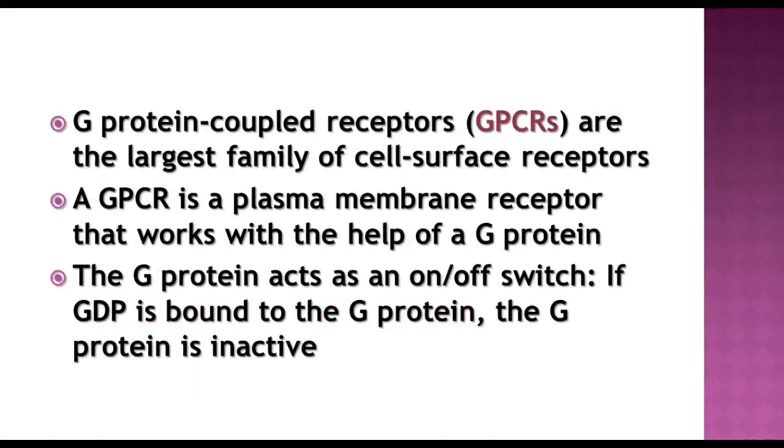G protein coupled receptors, or GPCRs, are the most common kind of cell surface receptors, and these are receptors that work with a G protein. A G protein is a protein that is similar to ATP or ADP, but instead of adenine as the nucleotide, it has guanine in it. And basically, they act like a switch. If GDP, or guanosine diphosphate, is bound to the G protein, then the G protein is inactive, and then if it gets phosphorylated to GTP, then it activates the protein.